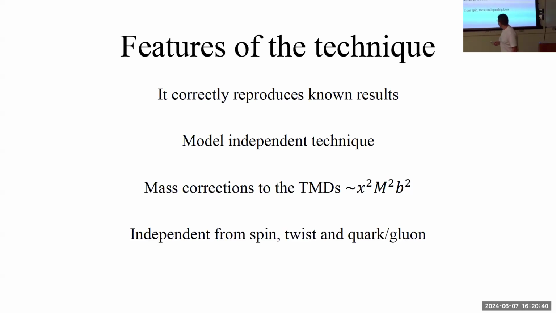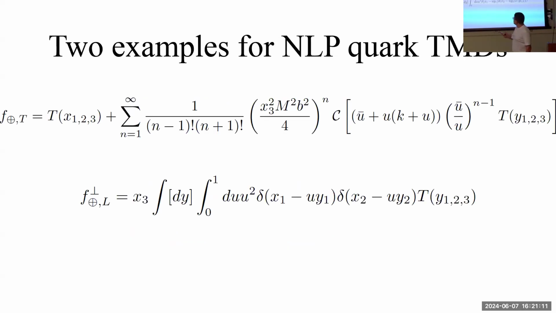And also, the technique is independent from spin, twist, and quark and glue. It's independent from spin because we can use the same technique for calculating matching relations for unpolarized and polarized nucleons, and unpolarized and polarized partons inside the nucleon. The technique was initially developed for twist 2 distributions. It has been extended to twist 3 distributions, and we are extending it to the gluon sector. So in this sense, it's independent from both quark and glue. I will show you some of the twist 3 results that we obtain for the quark distribution.